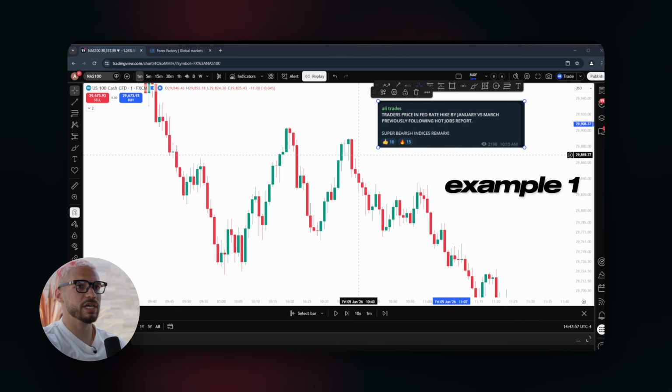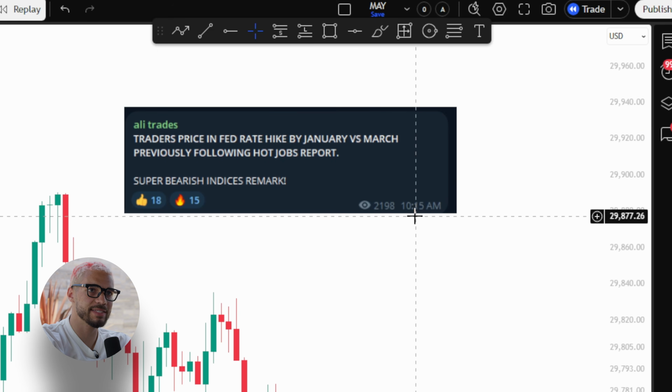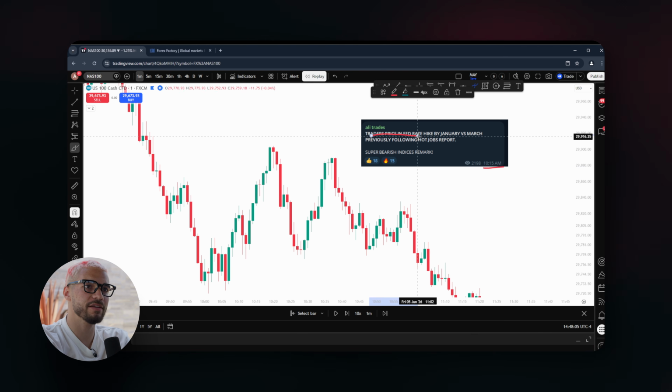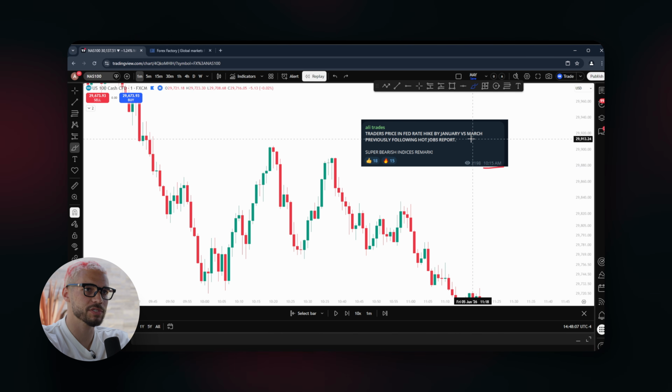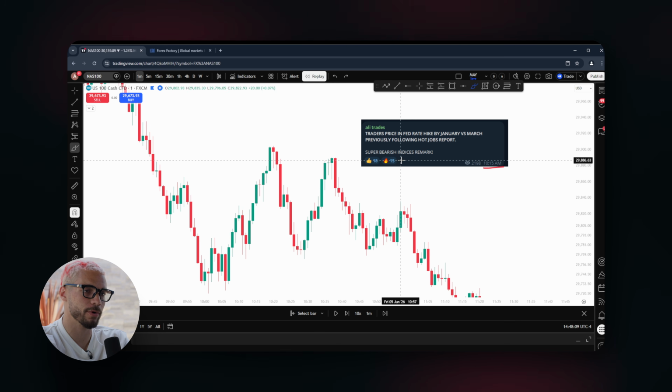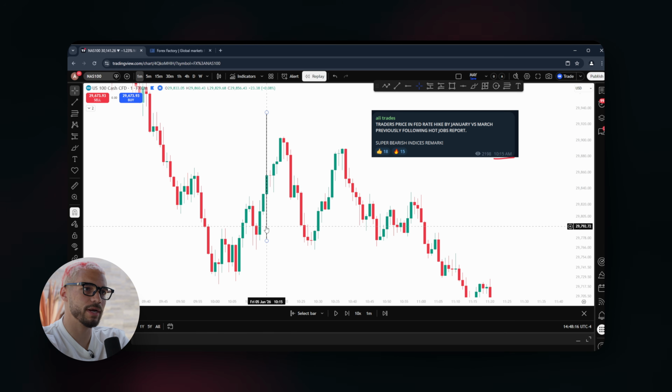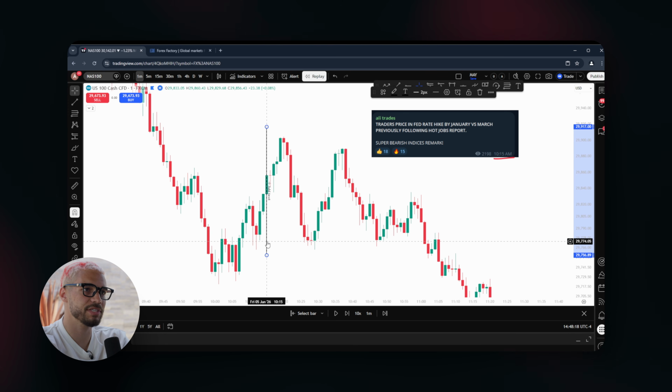So our first example is going to be on June 5th. And on June 5th at 10:15 a.m. Eastern Standard Time, I sent out on my free Telegram, traders price in federal rate hike by January versus March, previously followed by hot jobs report. Now, if you guys actually look at the chart, this is the exact candlestick that I call it out on. This green one right here at 10:15 a.m.